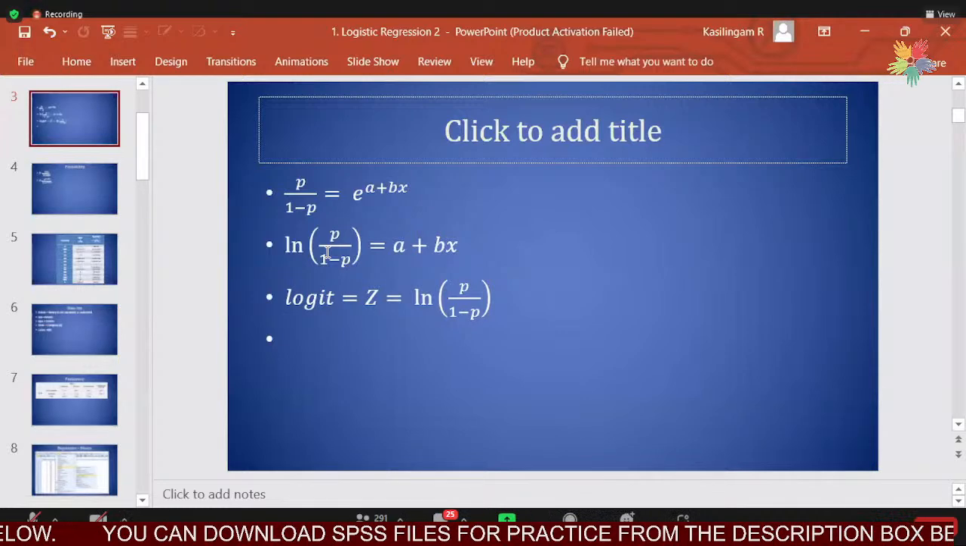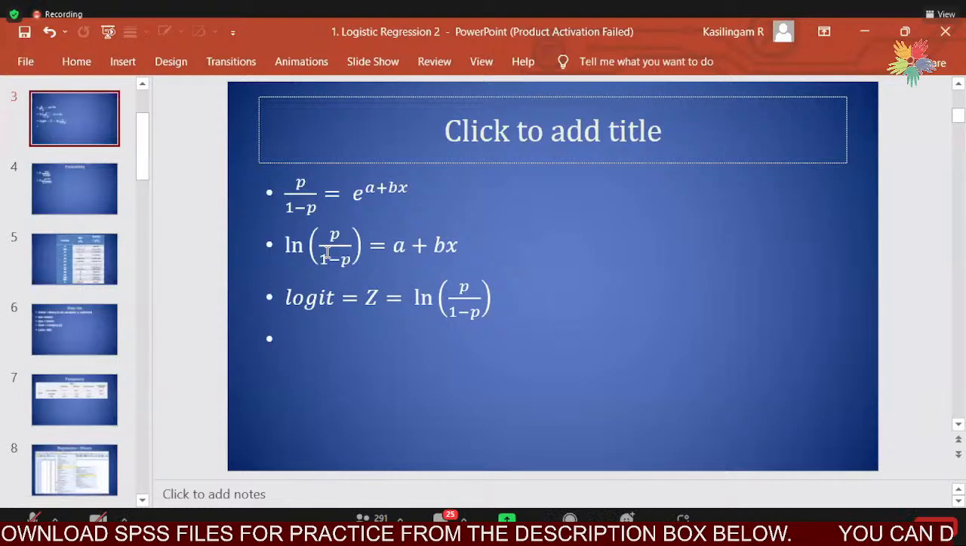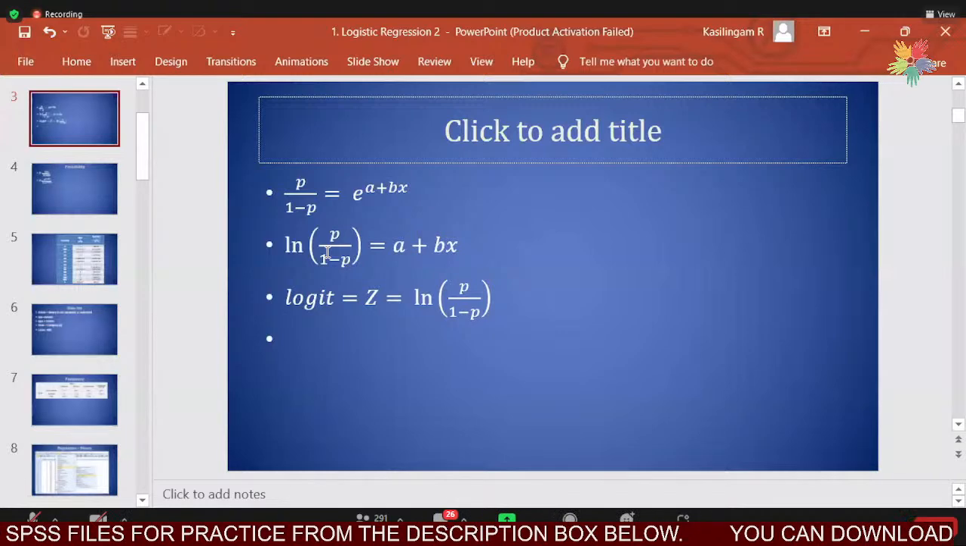Very good, madam. Very good. Thank you, madam. Learn the logistic regression, madam. Then you will understand what is the mathematics behind.